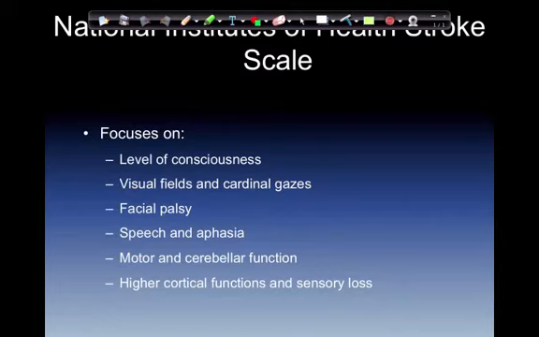A Romberg's test, which we don't do much in EMS. Classic cerebral test, tests the ability to stand in a steady upright position with the eyes closed. Higher cortical functions. Apraxia, inability to carry out simple or learned purposeful movements. Sensory loss, paresthesia, the loss of feeling.